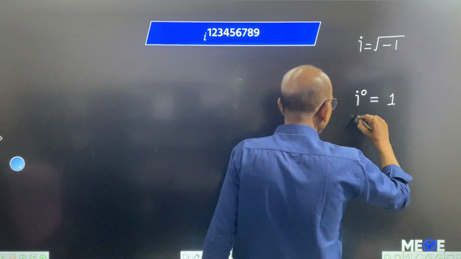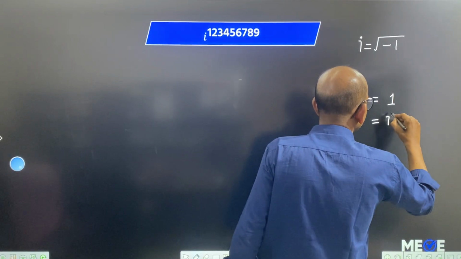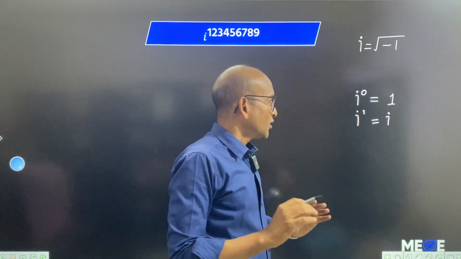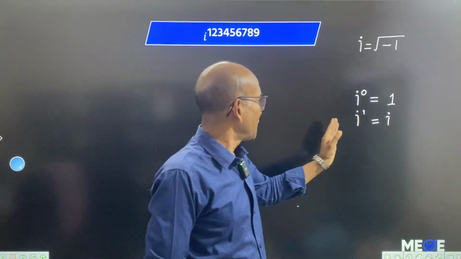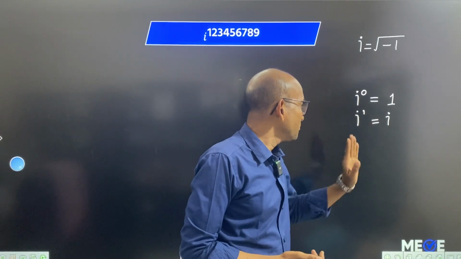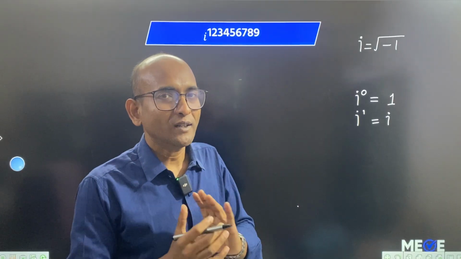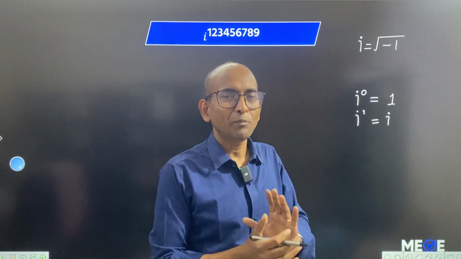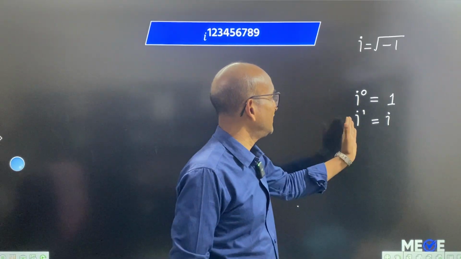Now, i to the power 1 is i. Why is it happening? Because if you put the power 1 to any number in this universe, you will get that number itself. So that's why this is happening.